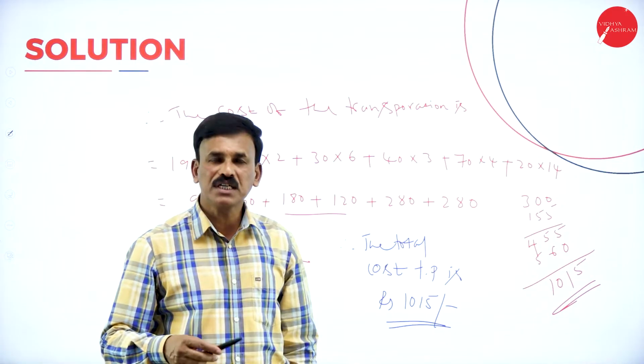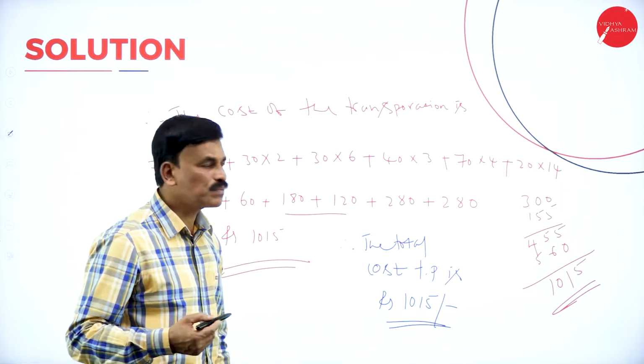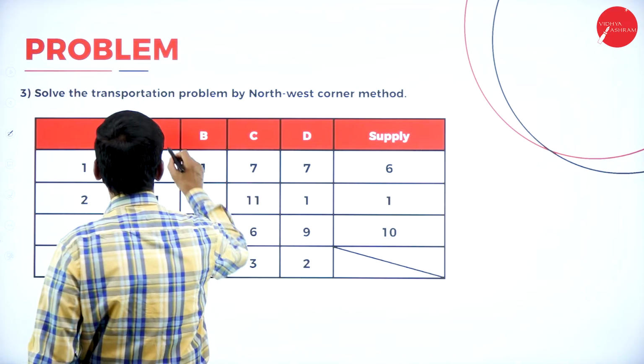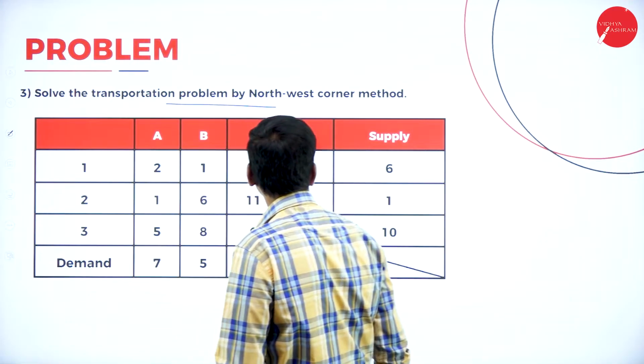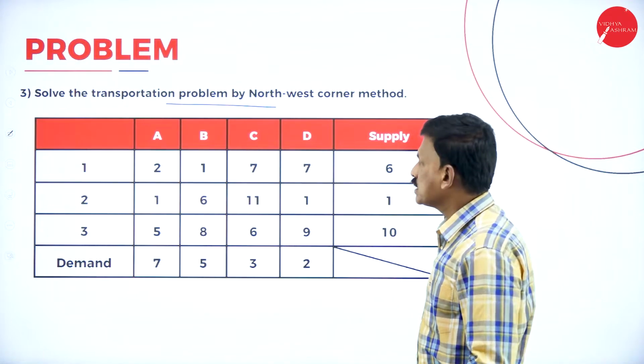Very simple. Let me take one more problem. At least one more problem. Let us come to the next problem. Solve the transportation problem by northwest corner method. Now, this is also the same type.